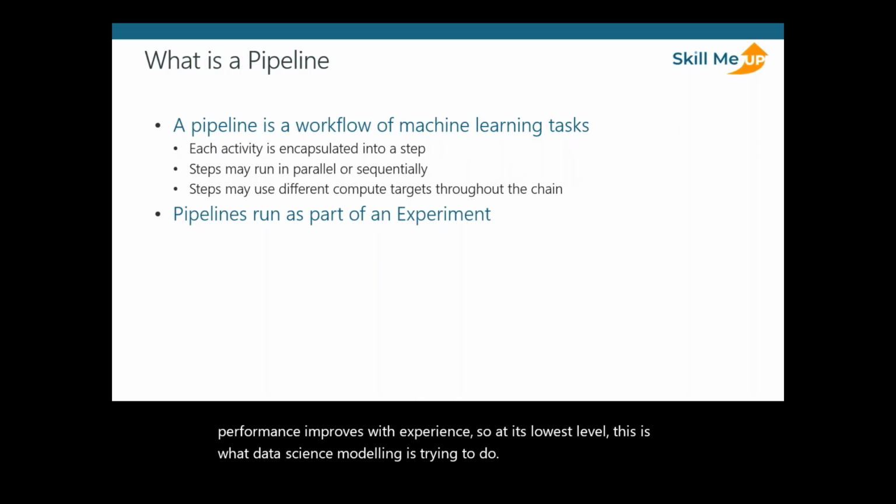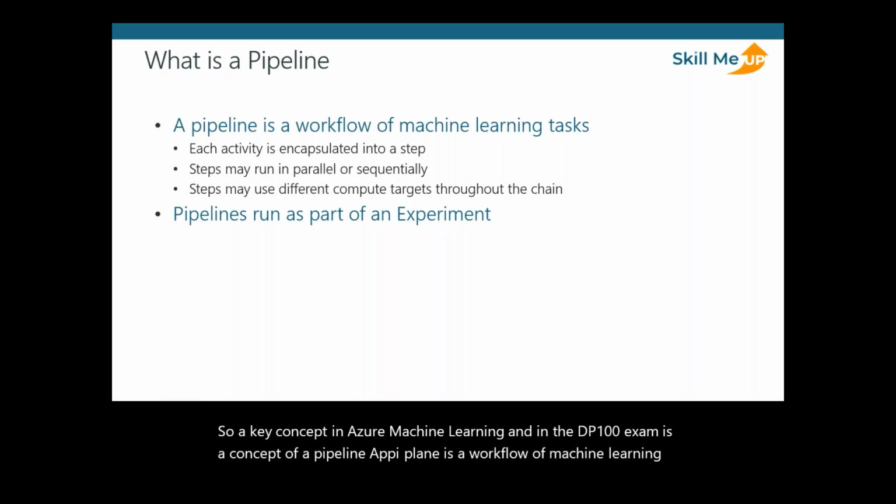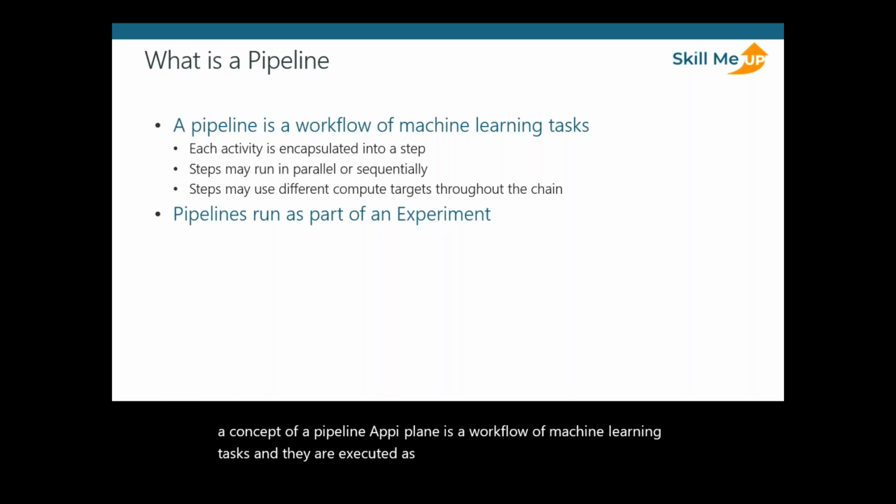So a key concept in Azure Machine Learning and in the DP-100 exam is the concept of a pipeline. A pipeline is a workflow of machine learning tasks, and they are executed as part of an overall experiment. So we can have the case where each activity is placed into a step, and then we can run all of those steps in parallel or serially, if you like.